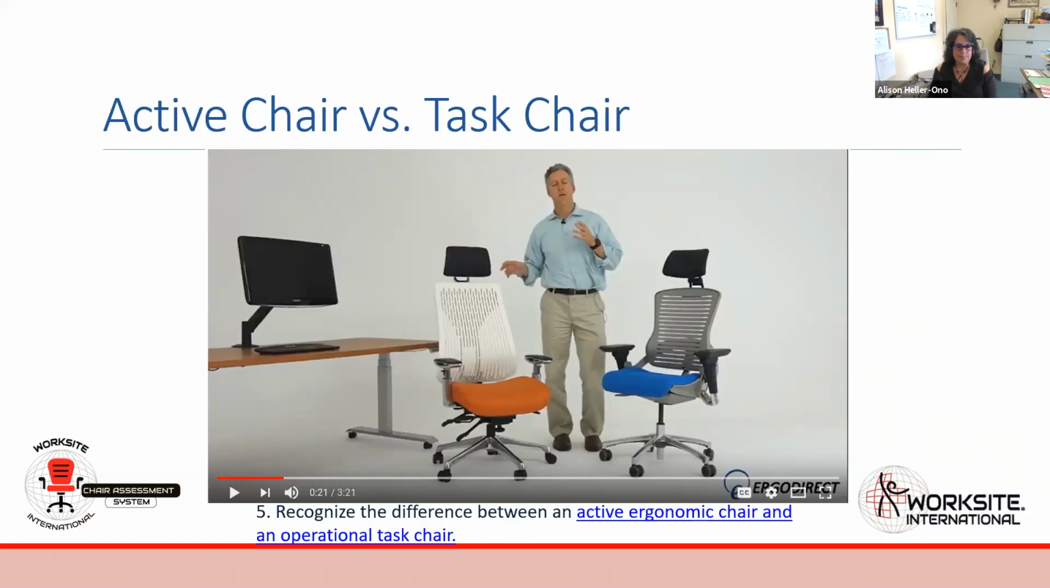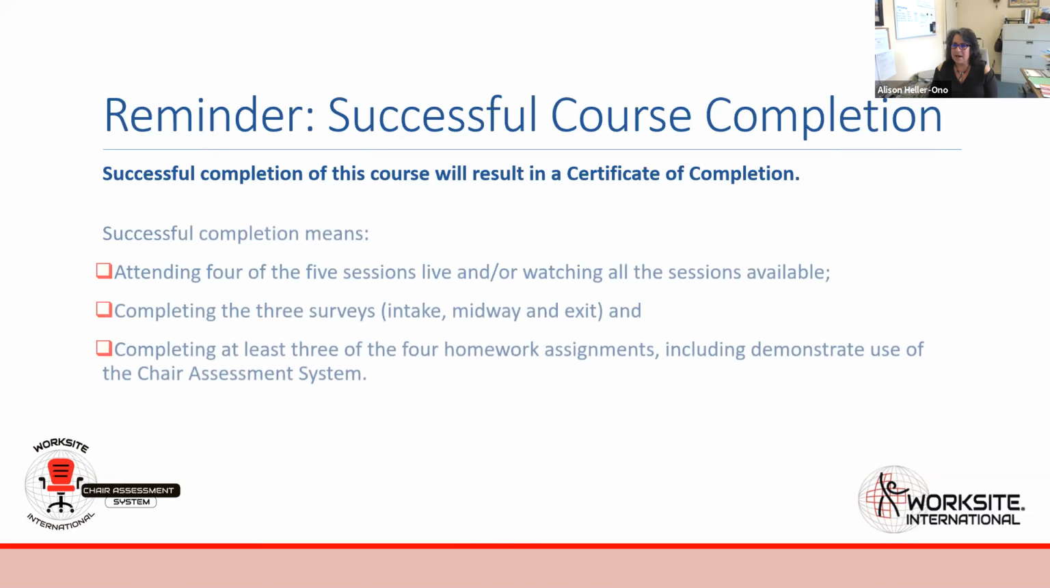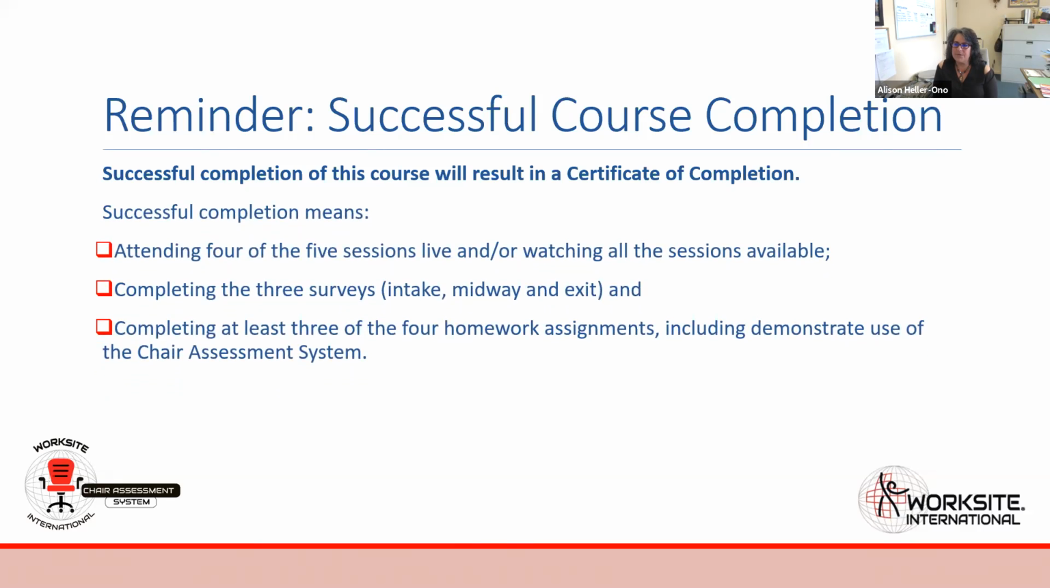All right, so I want to now talk about successful course completion before we go into Module 3. Completing this course successfully will result in a certificate of completion. That means that you've attended 4 of the 5 sessions live, and or you're watching all the sessions available. After I record them, if you can't make the class, you're able to at least look at them online. I would like to see you complete all 3 surveys.